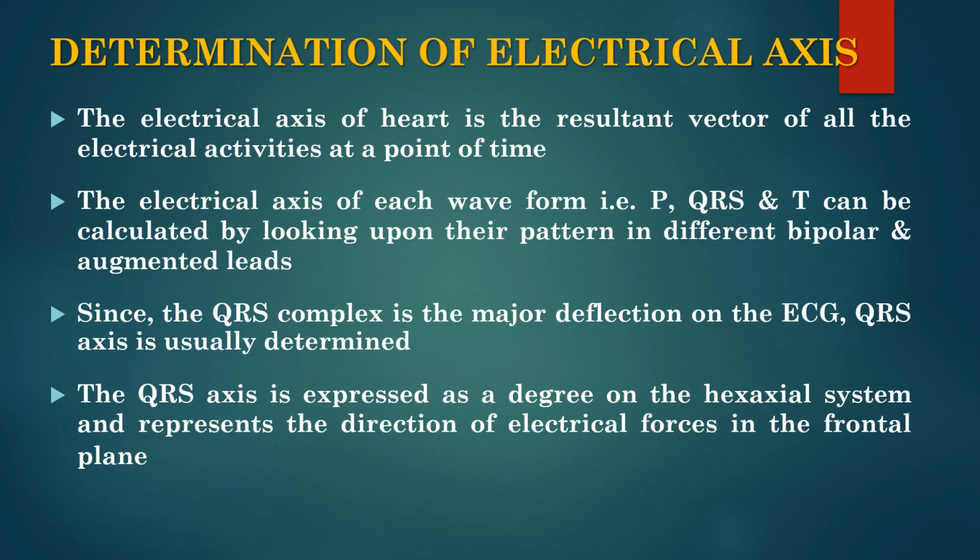But usually if we say cardiac axis, we mean the QRS axis only. The main axis calculation is for the QRS axis. And to calculate the QRS axis, we usually look at the limb leads, that is leads 1, 2 and 3, known as bipolar leads, and the augmented vectors aVL, aVR and aVF.